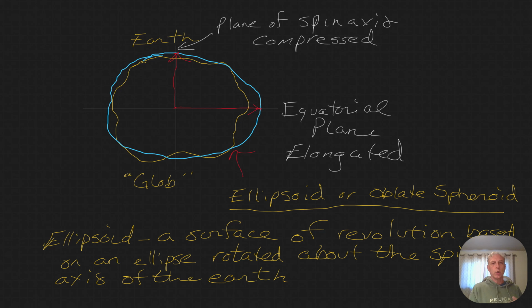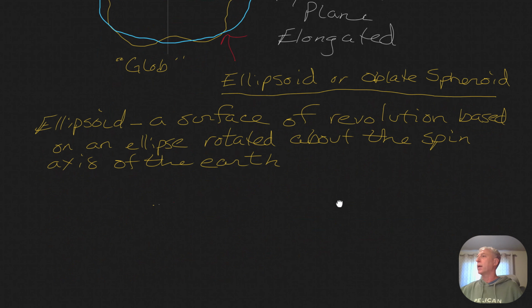So we create this ellipse and we center the spin axis on the ellipse and then spin the ellipse around the axis, and that's a surface of revolution. So that is what we're going to use as an ellipsoid. Or that's what we're going to define as an ellipsoid. And for our purposes, it suffices.